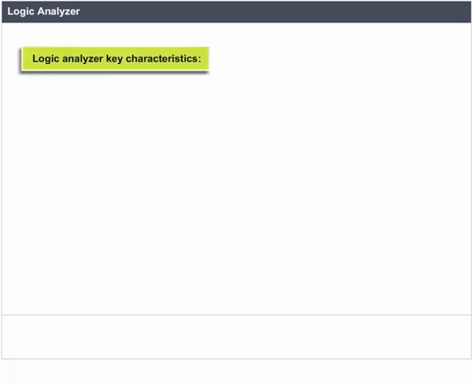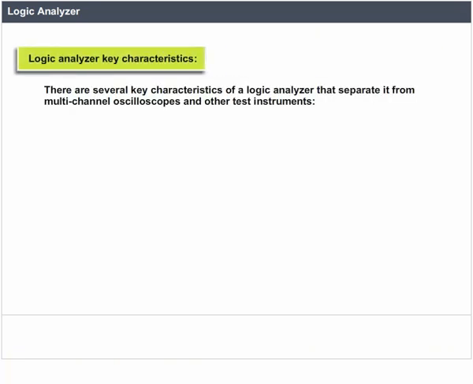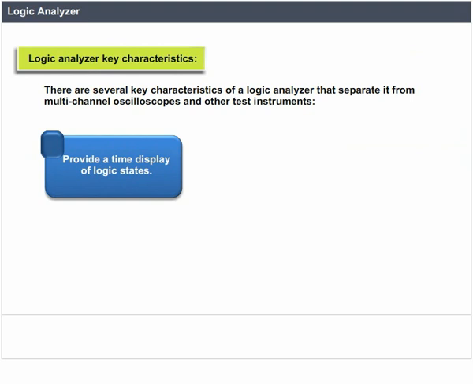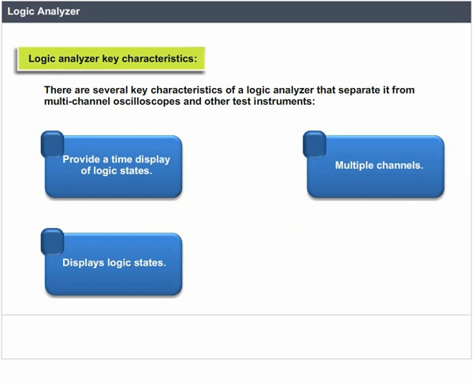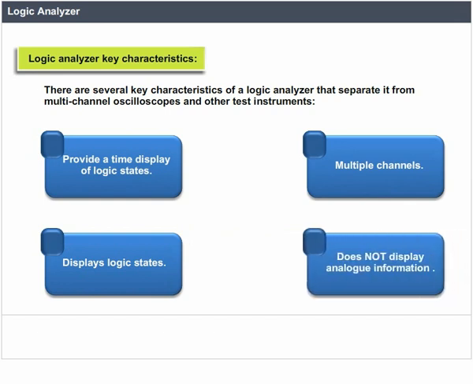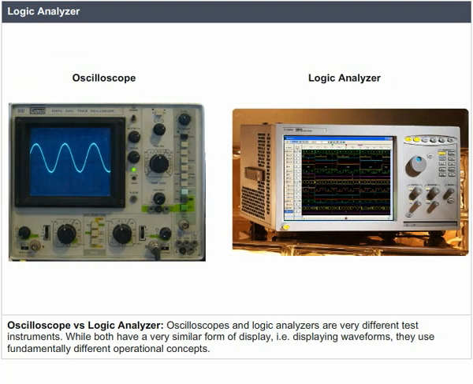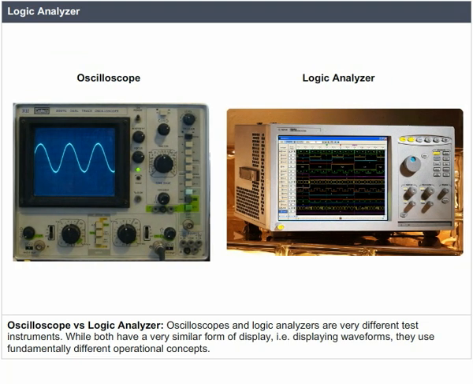Logic analyzer key characteristics. There are several key characteristics of a logic analyzer that separate it from multi-channel oscilloscopes and other test instruments. Provide a time display of logic states. Multiple channels. Displays logic states. Does not display analog information. Oscilloscope versus logic analyzer. Oscilloscopes and logic analyzers are very different test instruments. While both have a very similar form of display, that is, displaying waveforms, they use fundamentally different operational concepts.